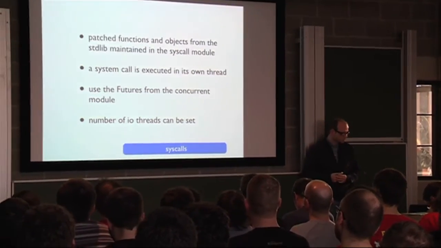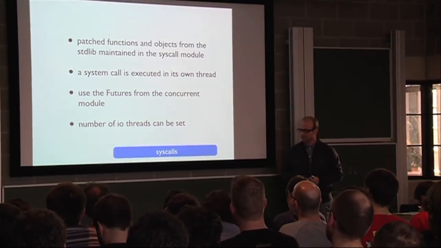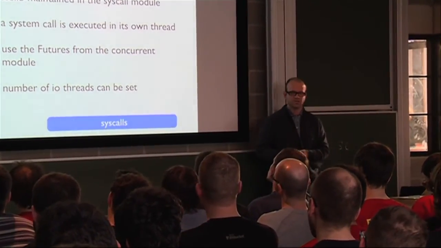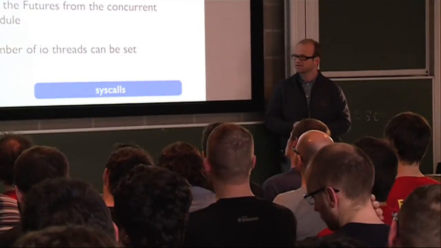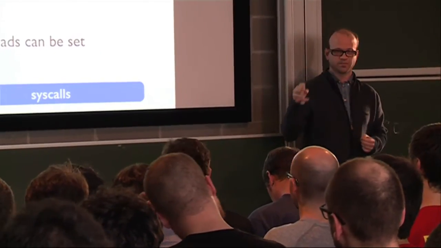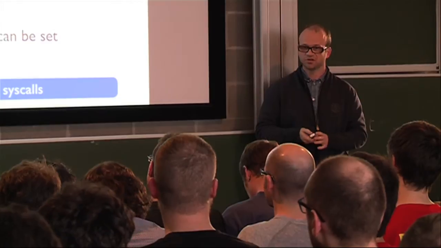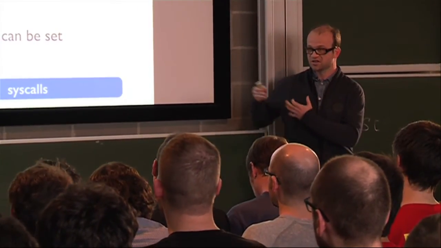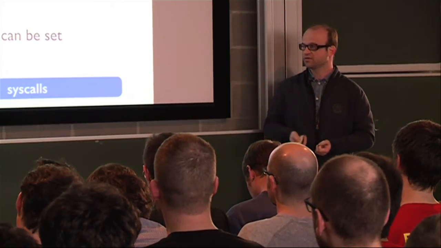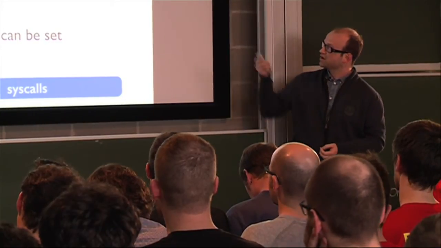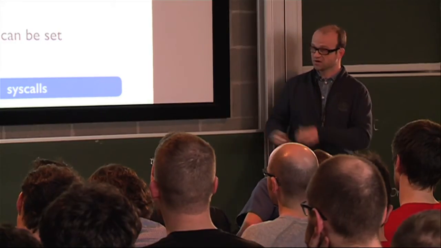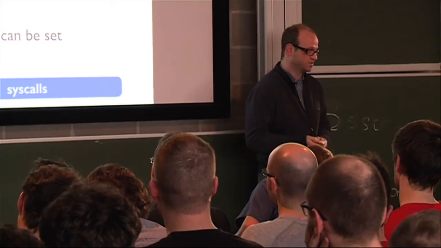To execute system calls, I didn't patch like gevent does. So you are using socket, but you don't know that your socket has been patched by gevent. Instead of that, I created a syscall module where I'm decorating each system call. So all socket functions are annotated, saying this function is blocking at some point and should be run as a system call. I'm doing that for most of the functions of the system library. And once a system call is executed, it is done in its own thread, because I know that this is a system call since I've patched it before.